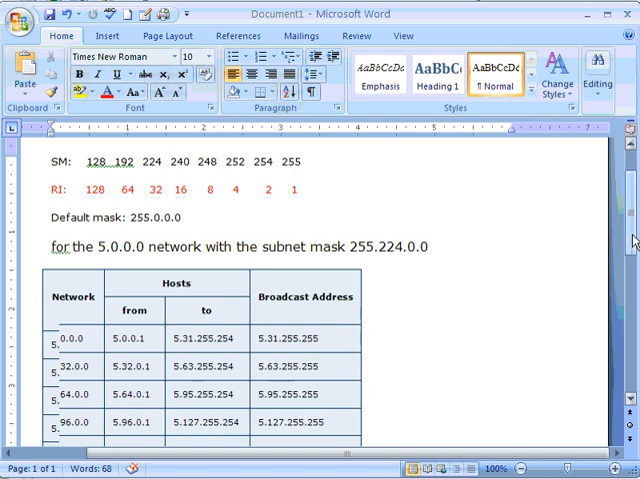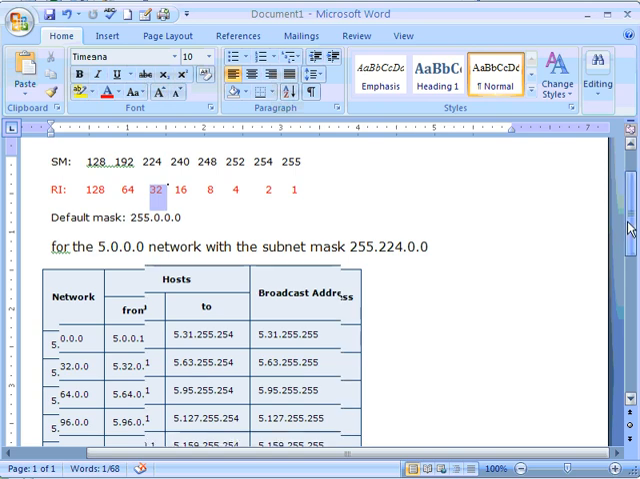I have to review some other notes on that if you're not sure how to do that. And then you count those digits up. 110 in binary is equal to 6 in decimal. So if I need 6 networks, I need to borrow 3 bits, the 1, the 1, and the 0. So that's going to put me in table 3, which is 224 for a subnet mask, 32 for a range increment. All right, what do we do now?